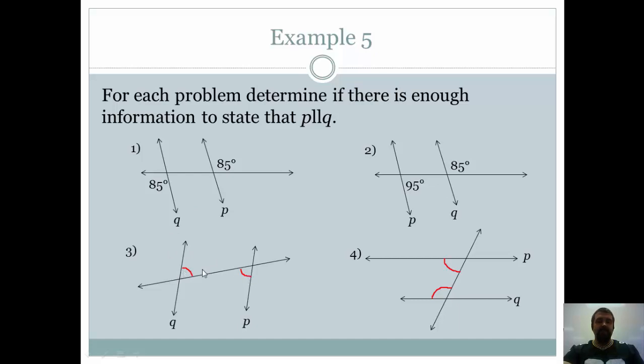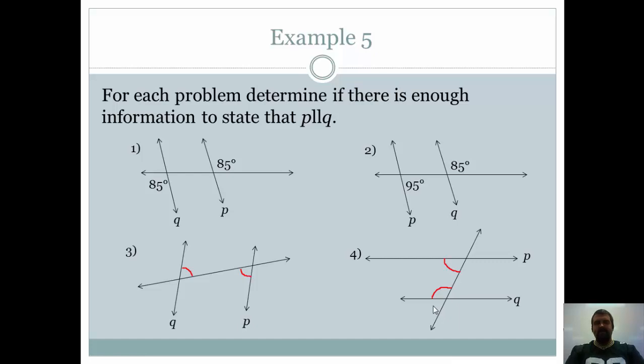Here and here. Well, what type of angles are those? If you said alternate interior, good job. Do they have to be congruent for those two lines to be parallel? Yes, they do. So those two lines have to be parallel because the alternate interior angles are congruent. All I need is one set. Enough. Good. Number 4.